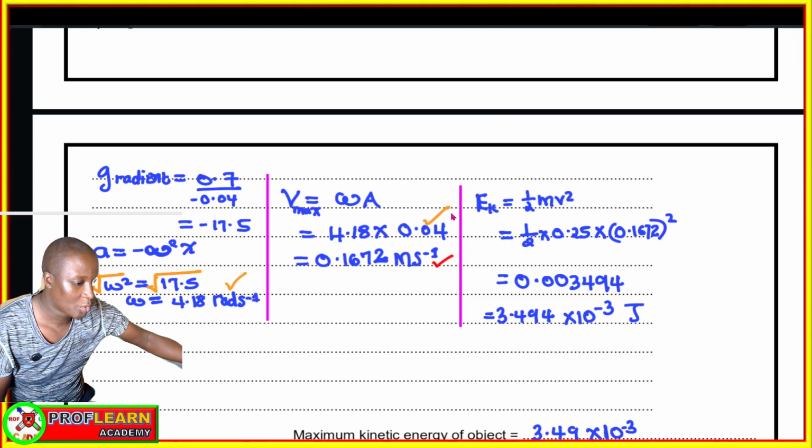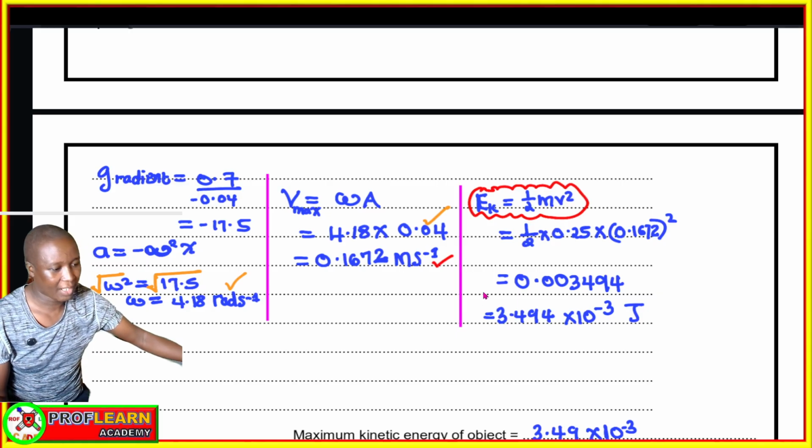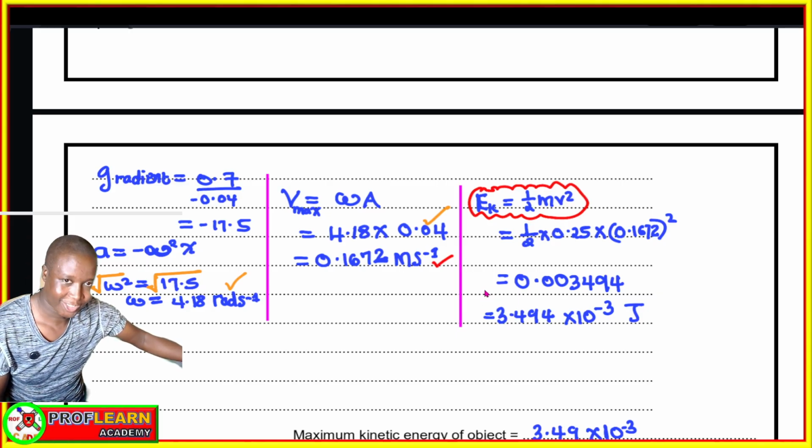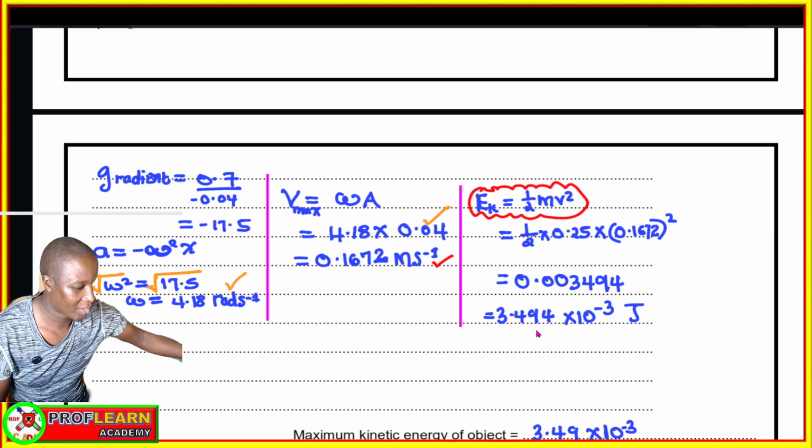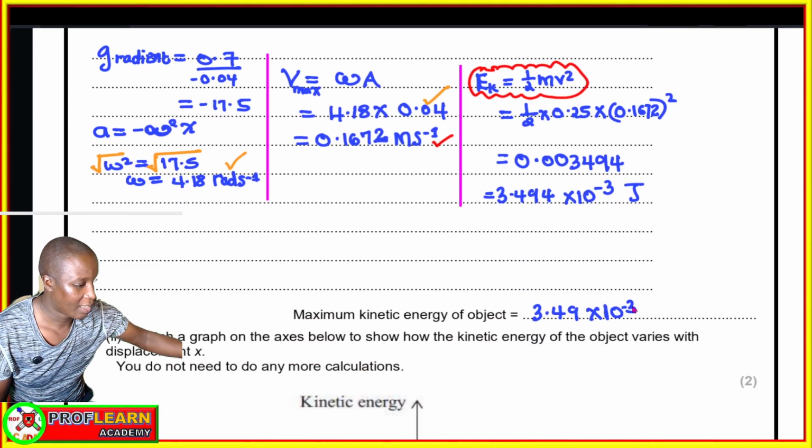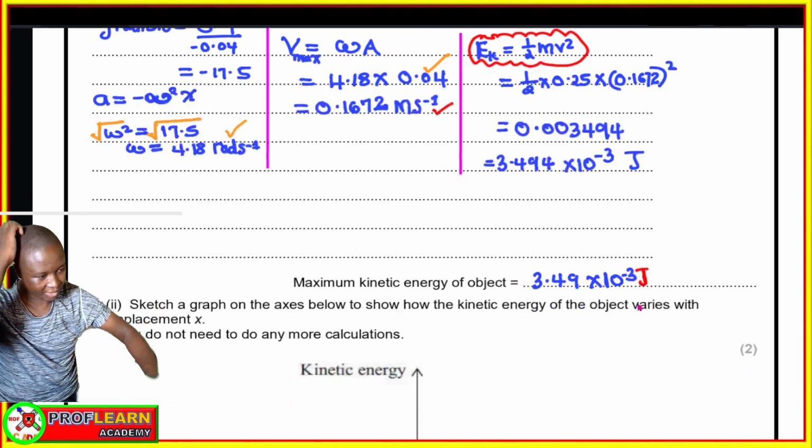Now, to work out maximum kinetic energy, we are going to use this formula that we have written here, half mv squared, and if you work it out, you're going to get 3.49 times 10 raised to the power 3 joules, and that is the unit for that.